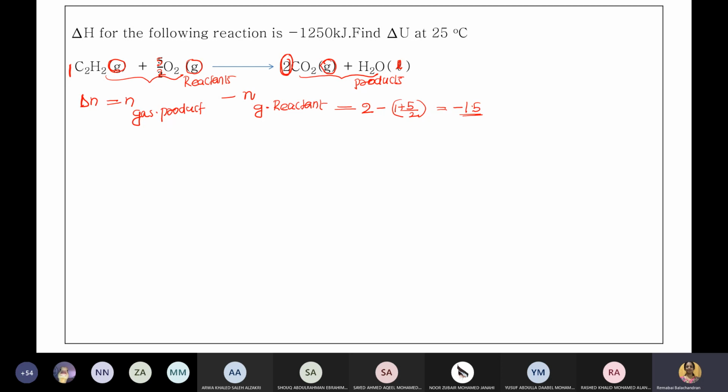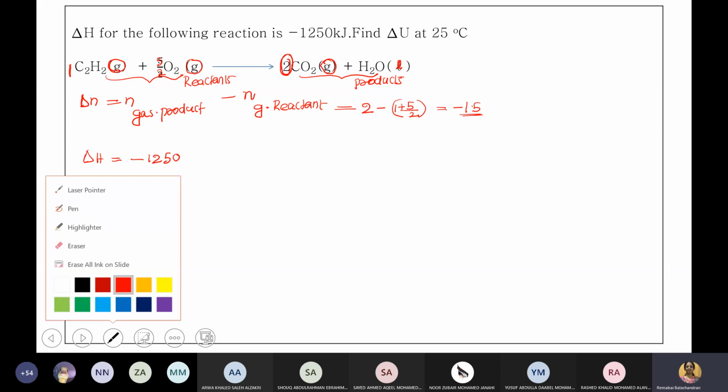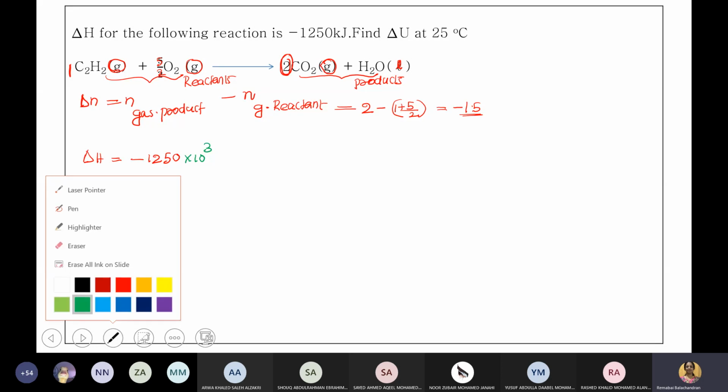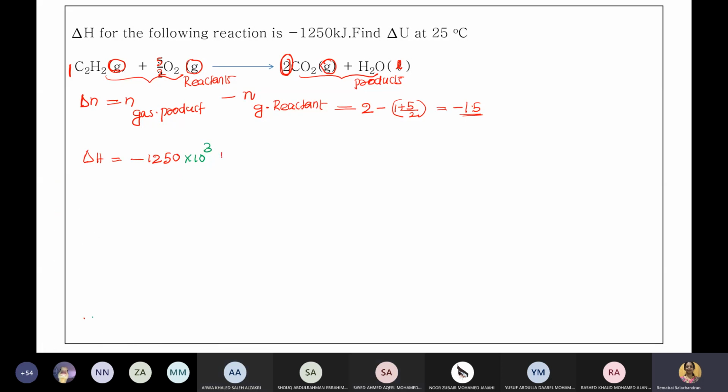Yes. Now tell me, next step. What's the value of delta H? Delta H is equal to minus 1250 kilojoules. Yes, multiply by 10 to the power 3. Come on, you must convert kilojoules to joules.